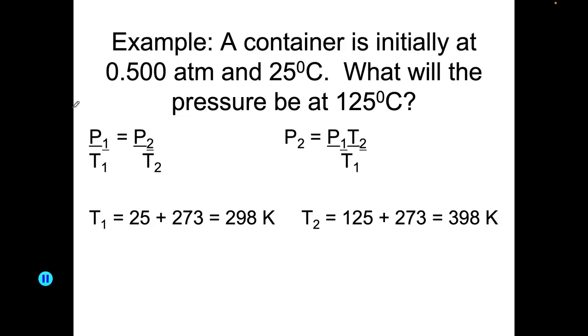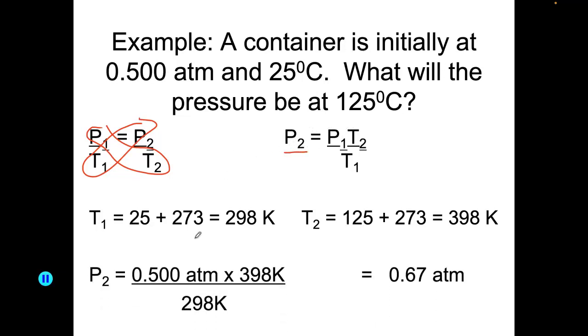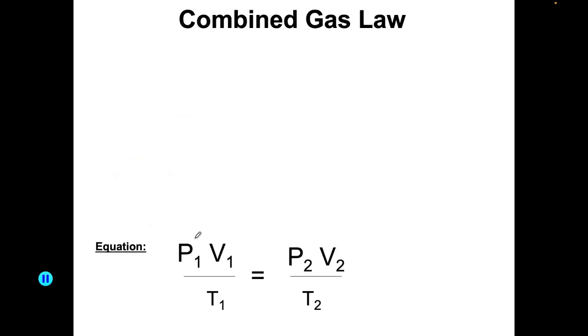Then all we did was we cross multiplied. So we took this times this equals this times this. And then we just isolated our variable because we're solving for P2. Plug our numbers in and we get 0.67 atmospheres.